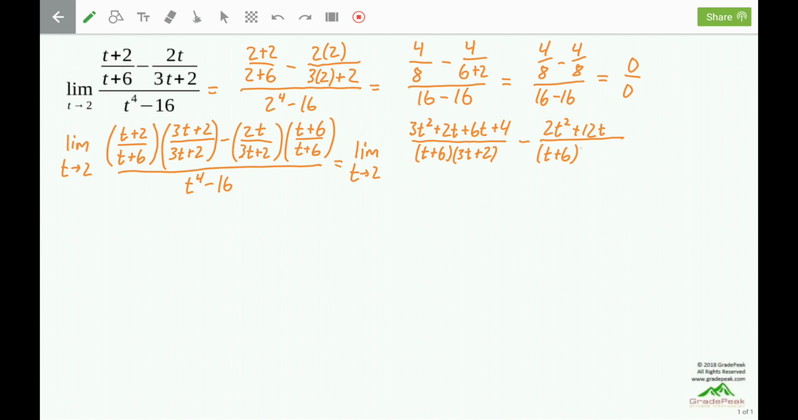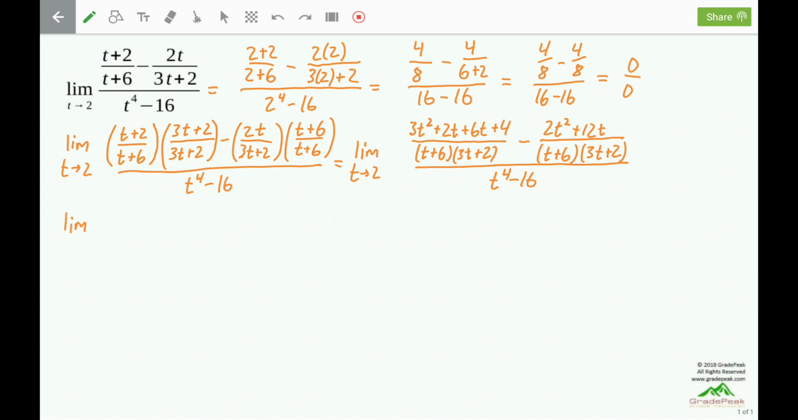Notice that I'm not FOILing out the denominators. You want to keep those factors. It's just the numerator that needs to be FOILed out and distributed so that we can combine them. The denominators are just common denominators. They just need to match each other, and then they just stay that same denominator.